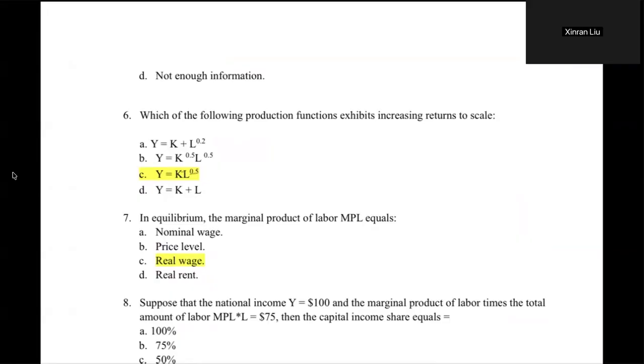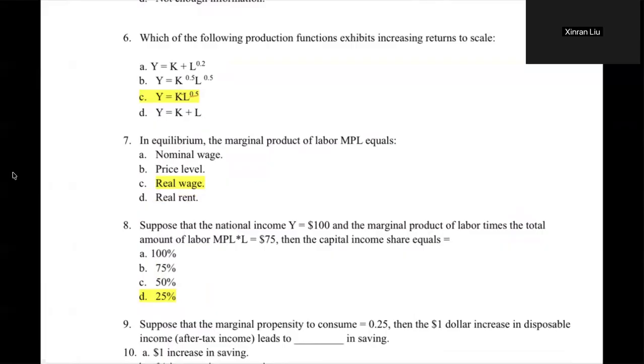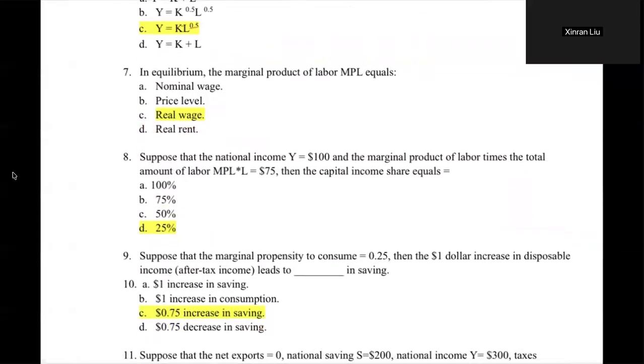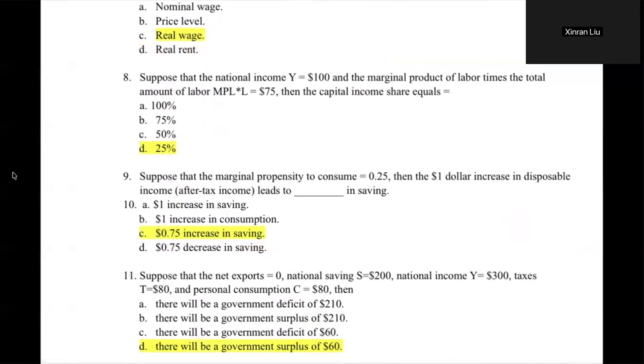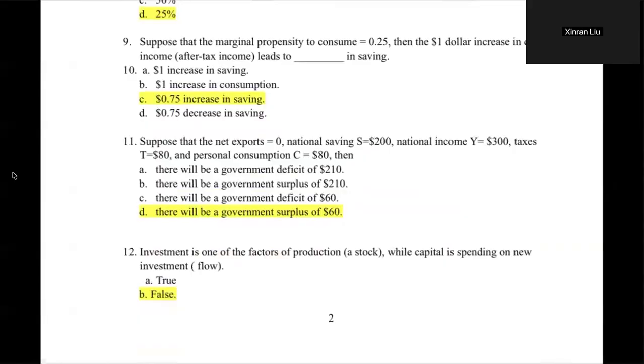Okay, so question 6, the increasing returns to scale is C because the sum of the powers is 1.5, which is larger than 1. And 7, in equilibrium, the marginal product of labor, MPL, equals the real wage. And I think 8 and 9 you can easily solve because these are just homework questions. So let's look at 11 because some of you made some mistakes on 11.